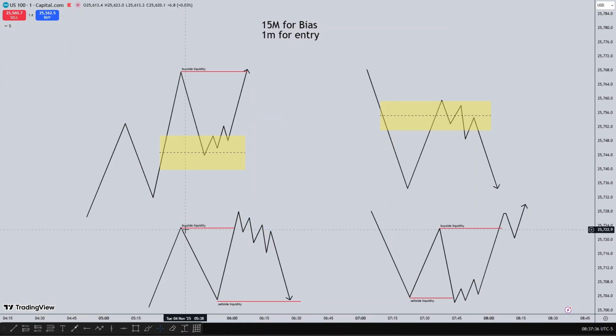Whenever price takes out a buy-side liquidity, you anticipate a reversal. Now, in this reversal, you can apply a candlestick pattern.